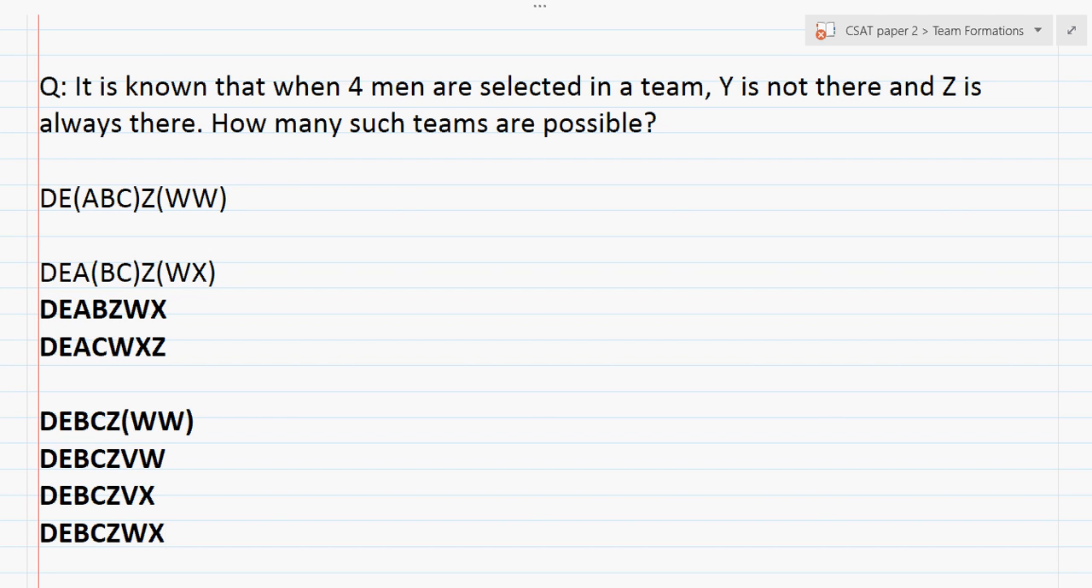So how many total possibilities are there? 1, 2, 3, 4, 5, right? Two of these and three of these, which means in total five possibilities are there to form a team if these conditions are given. Mind you, we are not able to find the exact team composition in these questions because all the conditions are not given properly. So the question can be like this: which of the following teams are possible? Or if more conditions are given, they would boil down to one particular team, right?